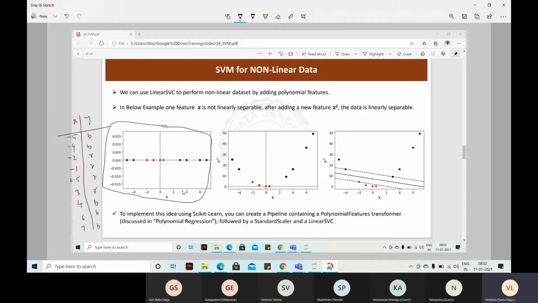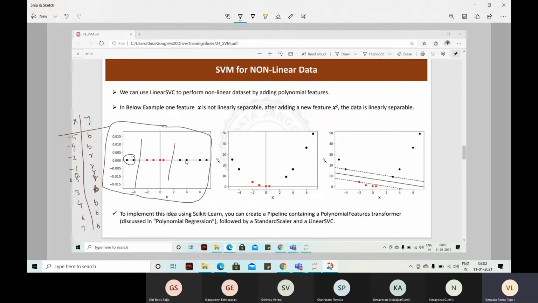Okay, 3 is not red. Yeah, -2, -1, 0. 0 is also red. So this is how the data is. And if you have to do a decision boundary, either you have to do it here or here.